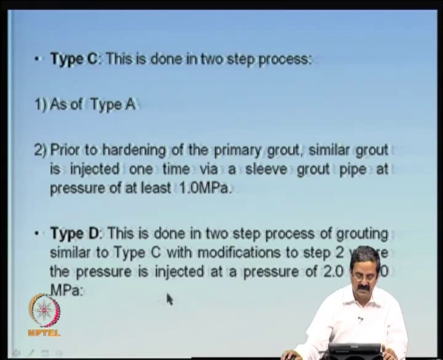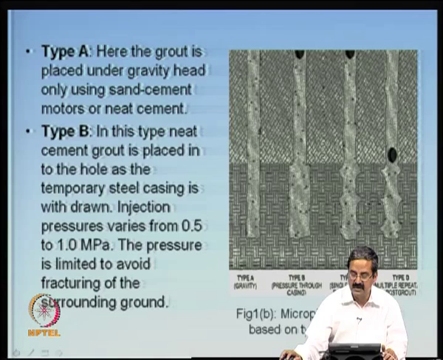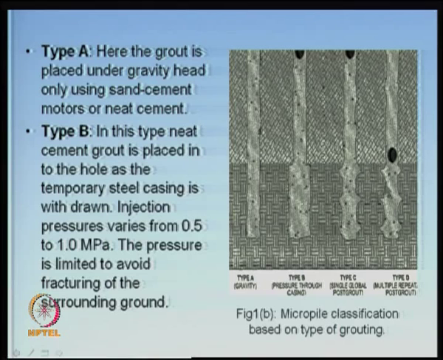What we do is apply a little higher pressure, and it has this sort of structure, where it is called type C, single global post grout, and type D, multiple repeated post grout. So, essentially what you are trying to do is create some sort of a structure where the bond resistance comes into the picture.